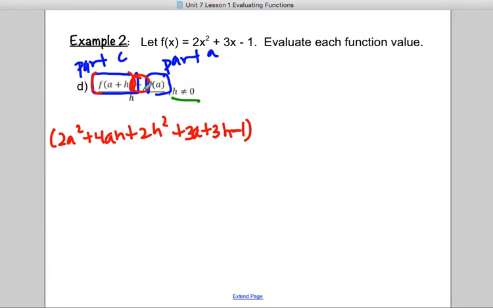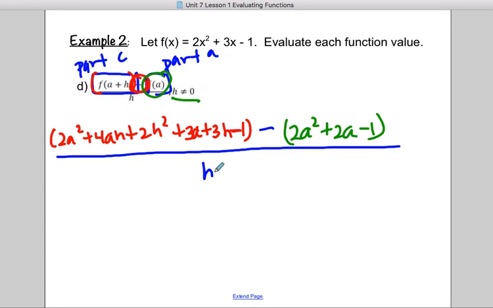So when you plug this in, put it all in parentheses. Now minus, we are going to subtract the next part. So put that all in parentheses, f of a. This is where people forget because you have to subtract everyone eventually. So f of a will be 2a squared plus 3a minus 1. And then this will all be over h.